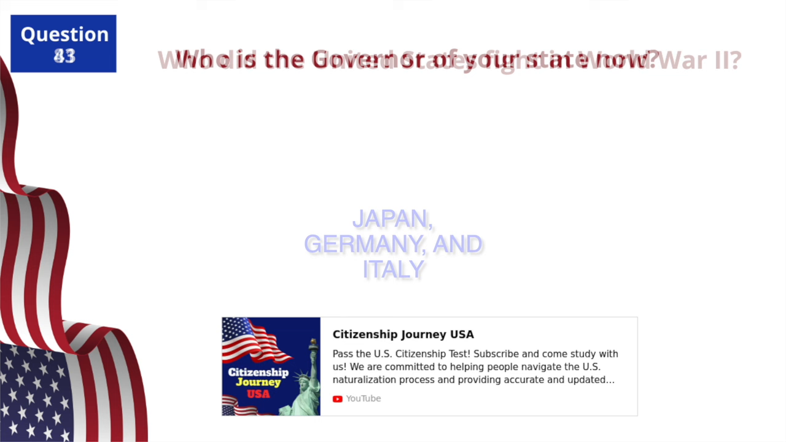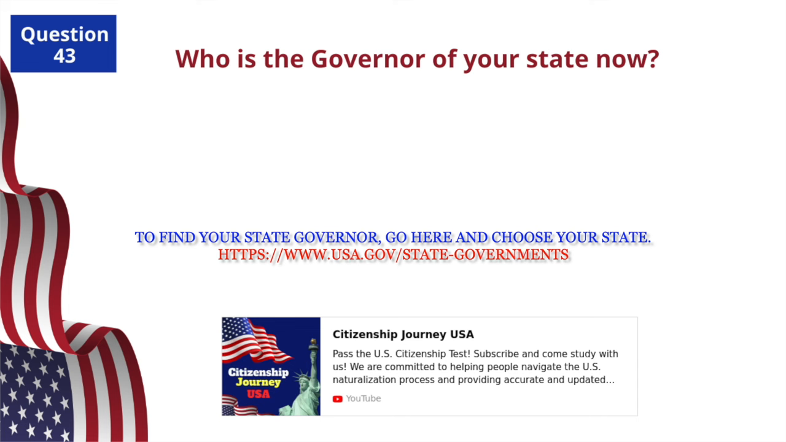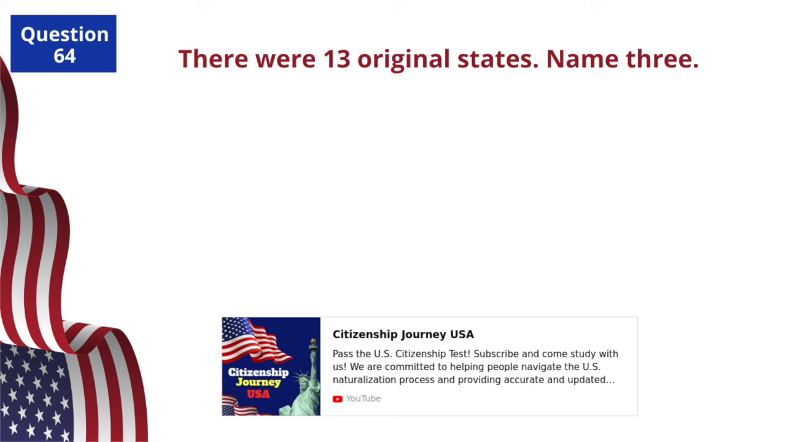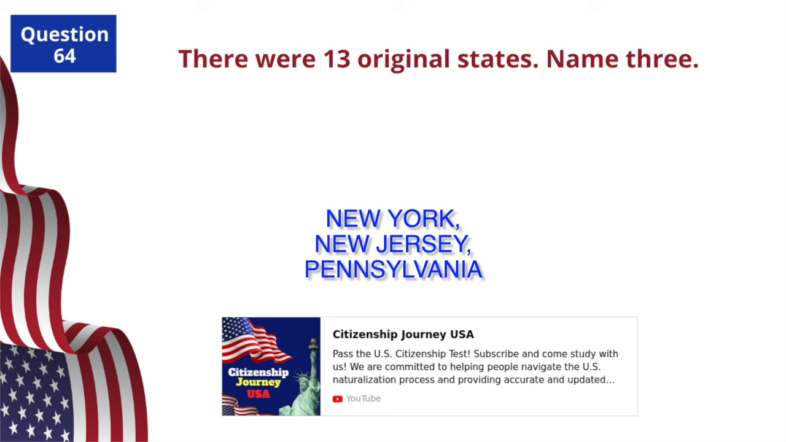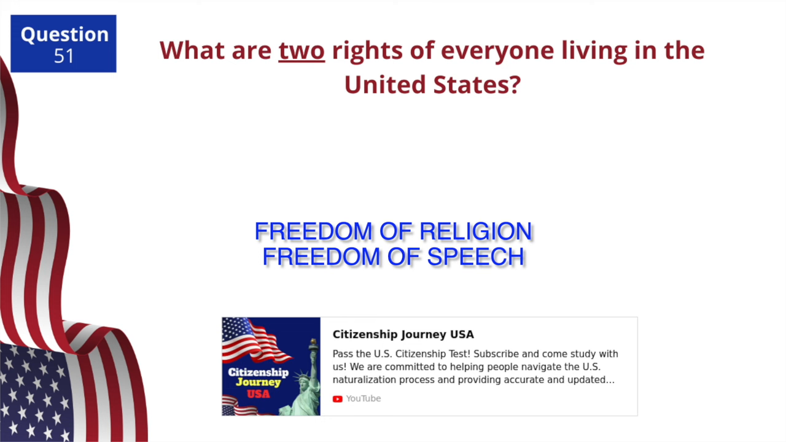Who is the governor of your state now? There were 13 original states. Name 3. New York, New Jersey, and Pennsylvania. What are two rights of everyone living in the United States? Freedom of religion, freedom of speech.